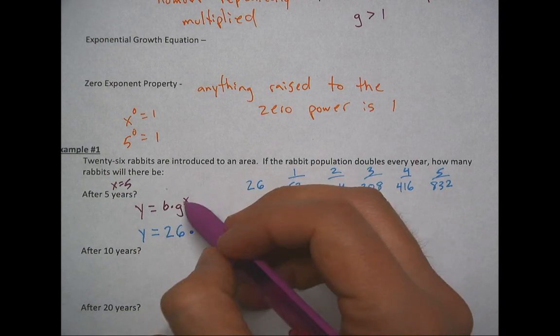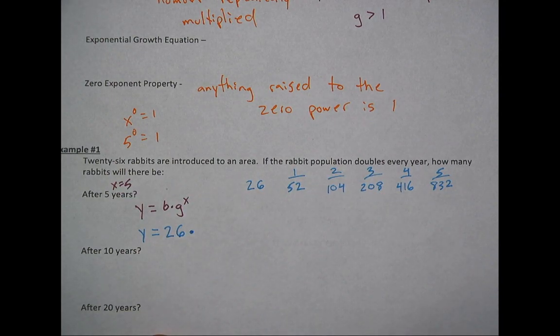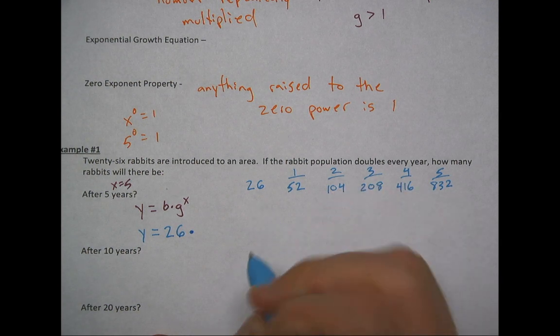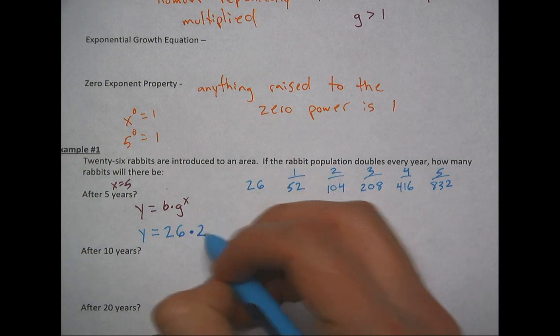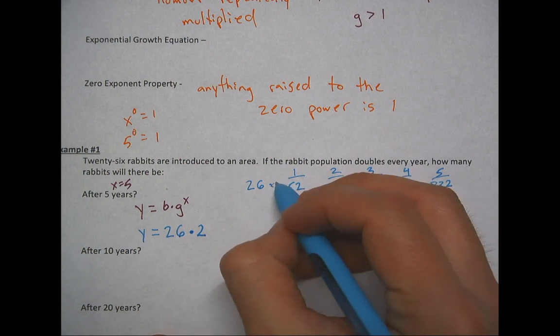We already said x is 5, so we're just worried about g. G is your growth factor. What is it changing by? Well, it's doubling every single year. So doubling would be timesing by 2, right? Every single year you're timesing by 2.